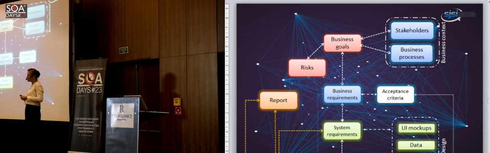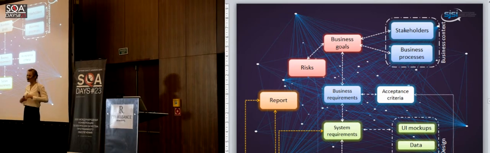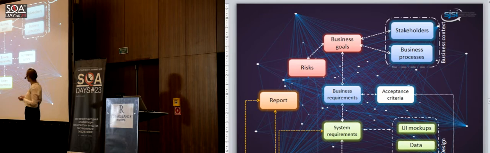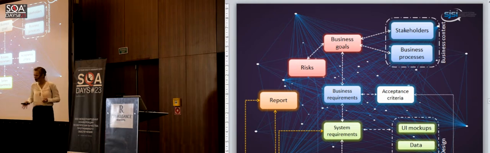These goals can be impacted by risks. So we need a relationship here. Business goals are implemented by business requirements. These business requirements should have the keyword acceptance criteria, because otherwise you are not able to state if the product delivered is okay or not. These business requirements are realized by some kind of system requirements, however you call it, use cases or whatever.